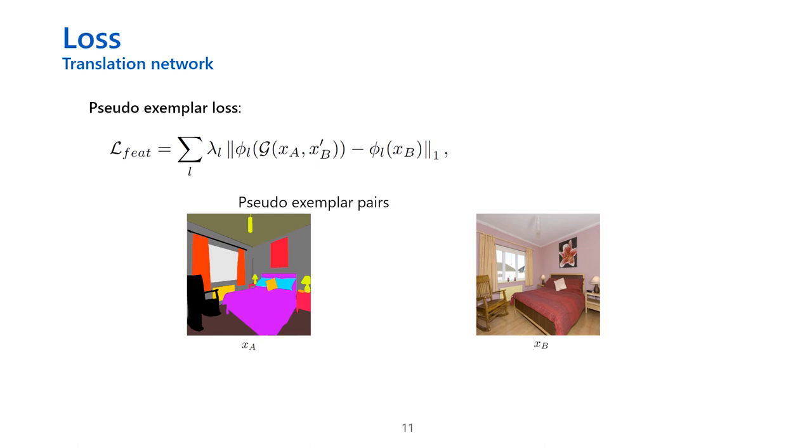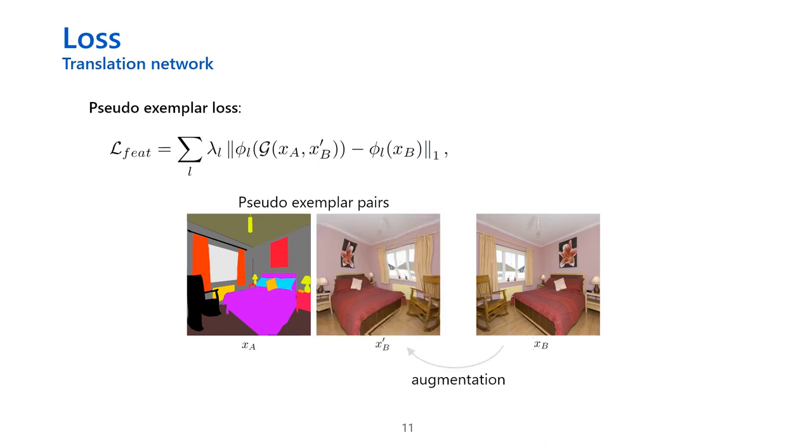To train the translation subnet, we construct the pseudo-exemplar pairs. That is, we can make use of the paired image and then apply the geometric augmentation. The desired translation output is the original domain B image.